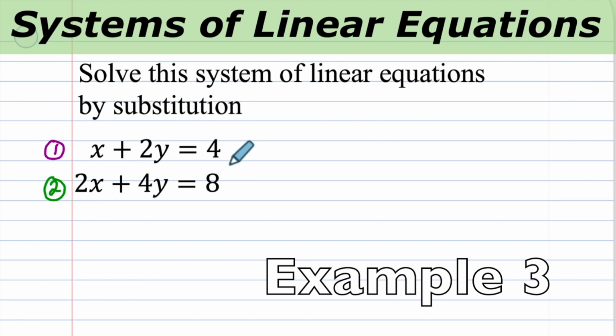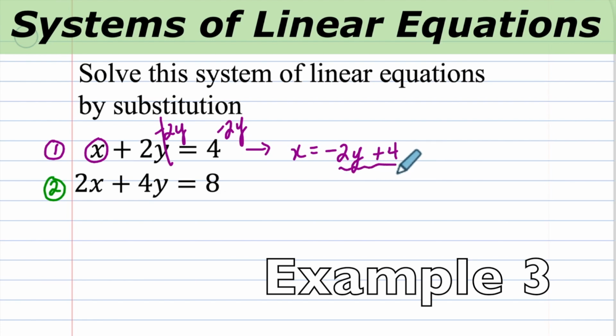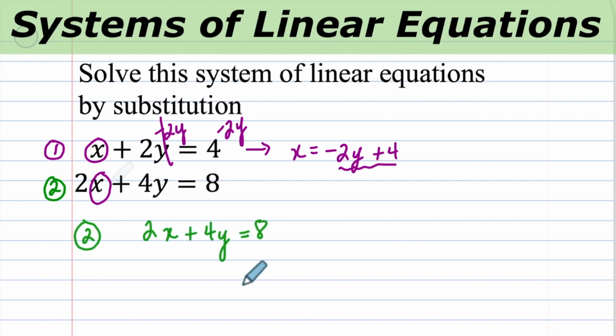I'm looking at these two equations, and the second equation is an exact multiple of the first. But let's pretend we didn't notice that. We'll solve for x. Subtract 2y from both sides. x is equal to negative 2y plus 4. And we'll substitute that value into the second equation. Line up your equal signs and set up the bracket. Insert the x value from the first equation. And now solve for y.